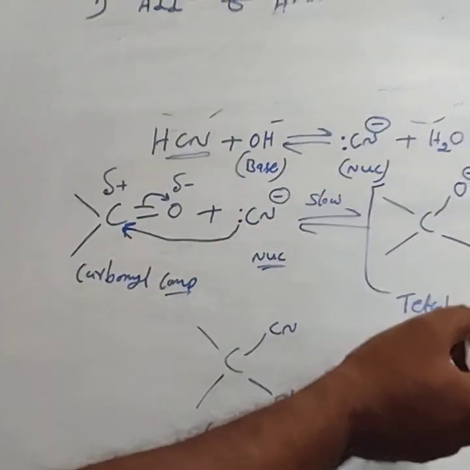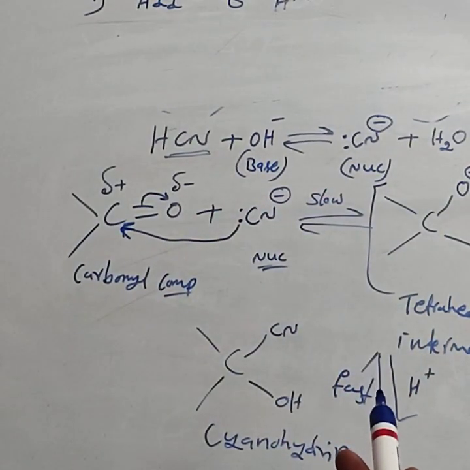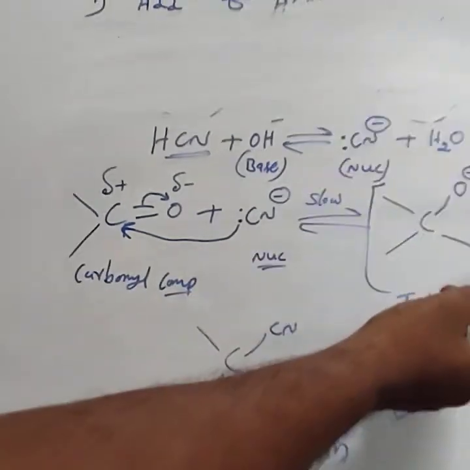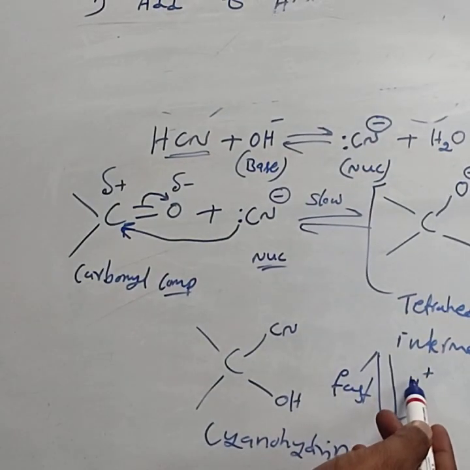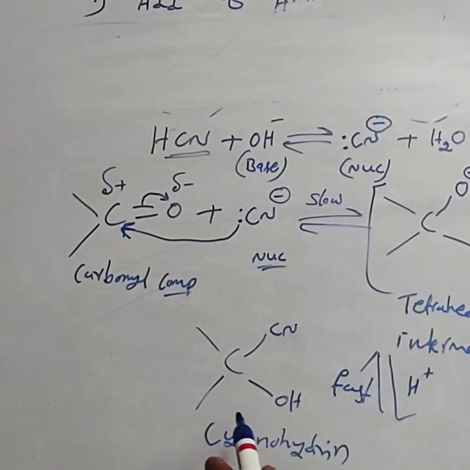That forms a tetrahedral intermediate. This is the tetrahedral structure, O minus and CN. In this tetrahedral intermediate, the next step is proton transfer. That step forms the corresponding cyanohydrin. This is the mechanism of addition of HCN to the carbonyl compound.